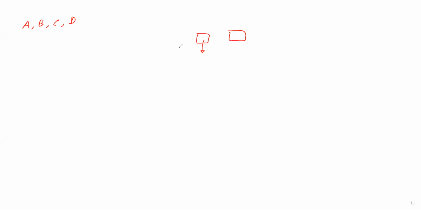4 ways, sorry. 4 ways, right? And if we fill the first box in any way, how many ways can we fill the next box? 3 ways. Good. So there should be 4 times 3 equal to 12 ways. Let us see practically as well.